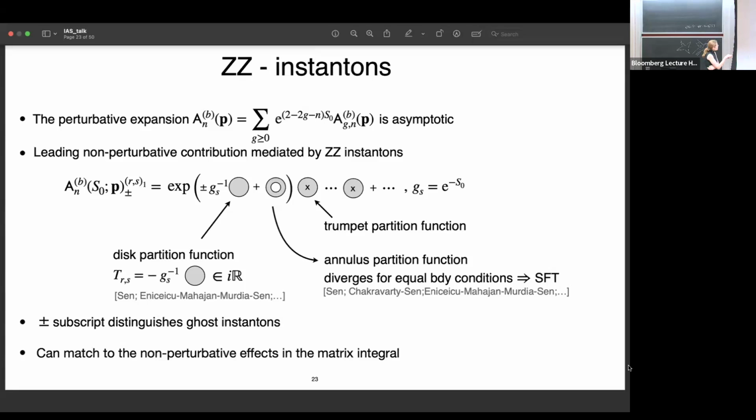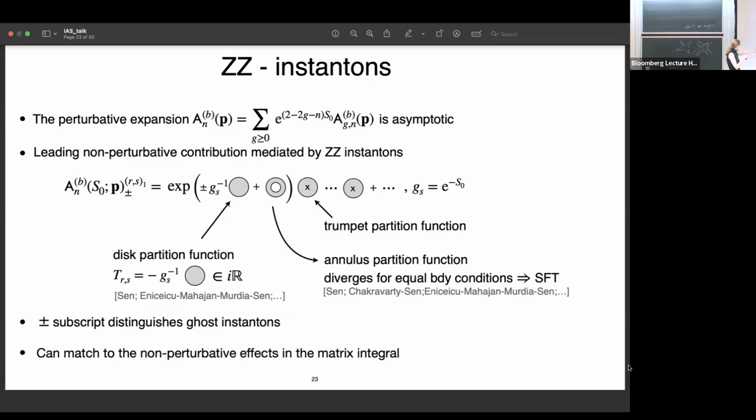The leading order expansion takes this form, where this thing over here is called the ZZ instanton tension. So T_RS is called the instanton tension. The ZZ instantons are basically labeled by two integers, R and S. I should have stressed it before, this R and S are related to the nodal singularities of the spectral curve. But then you can evaluate these leading non-perturbative effects, and you can even match all of them to the matrix integral calculation. So the plus minus here, I think, is an interesting result.